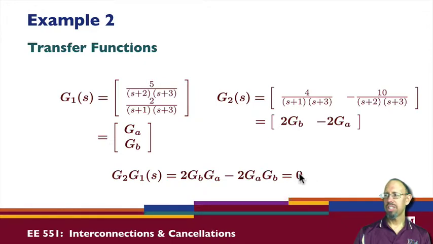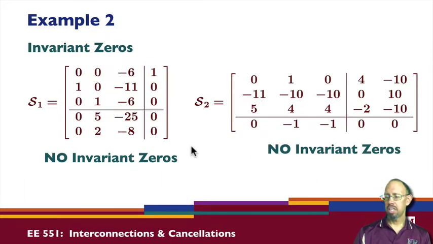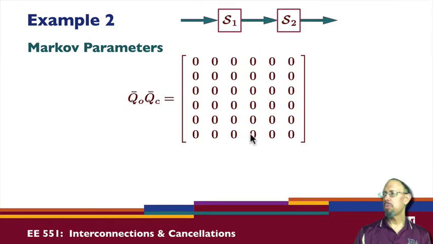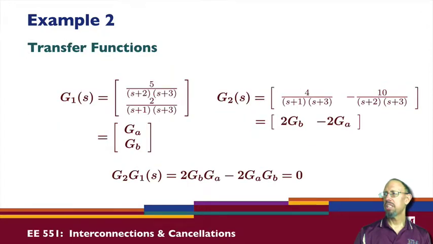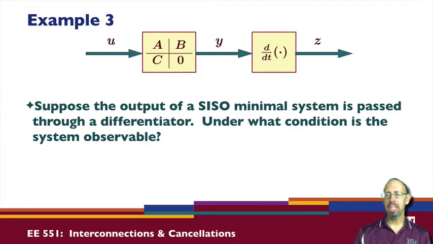A 0 transfer function, which is what we would expect since we got these 0 Markov parameters. So it's kind of crazy, but that's what happened. So basically, a single-input, two-output system going into a two-input, single-output system, even though these have no invariant zeros, the overall system basically has a blocking zero.